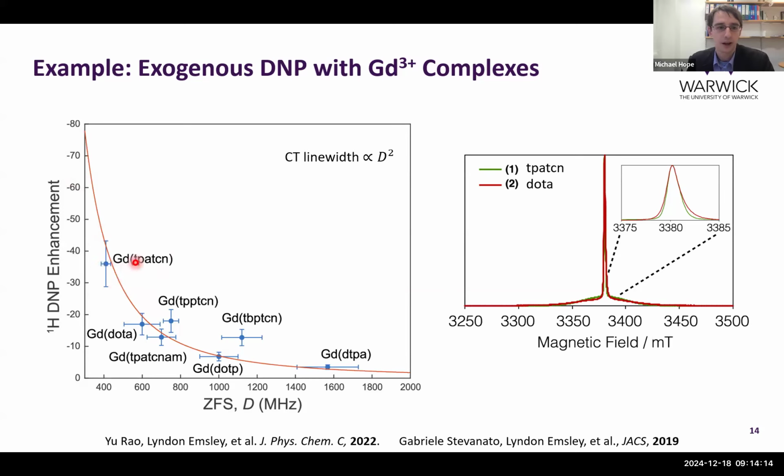And if we compare that with something like gadolinium-doped, which was kind of the state of the art before this work, very commonly used contrast agent in MRI. Here I'm showing, I think it's the W band spectrum, and you can see that the TPA-TCN has a narrower central transition line width, and so that's what results in this higher enhancement.